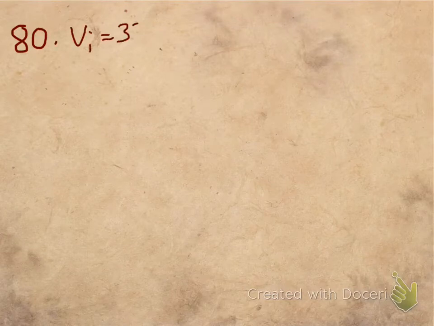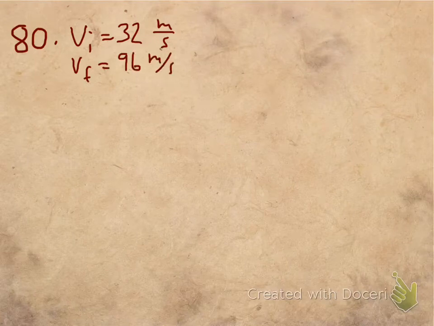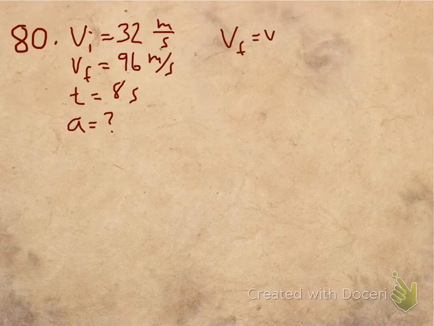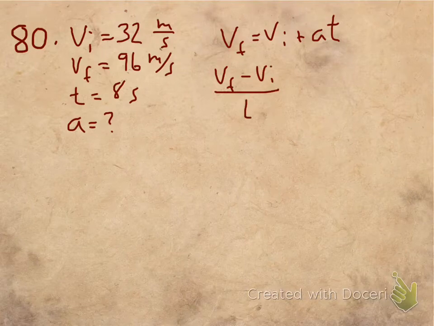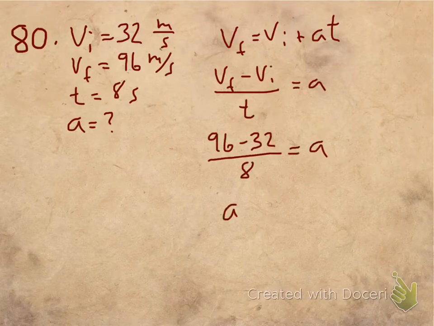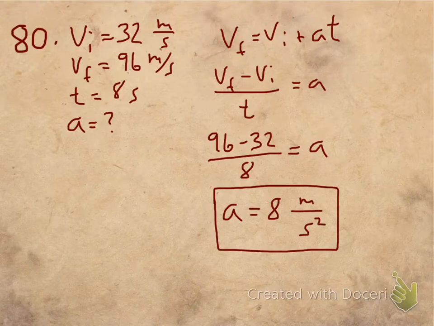Okay, here we go again with the homework. I'm on page 81, starting at number 80. We have an initial velocity, we have a final velocity, we have a period of time that we change our velocity and we're trying to find the acceleration. We can use VF equals VI plus AT. I'm going to solve here for acceleration. You plug in your numbers and you find that the acceleration is equal to 8 meters per second squared.